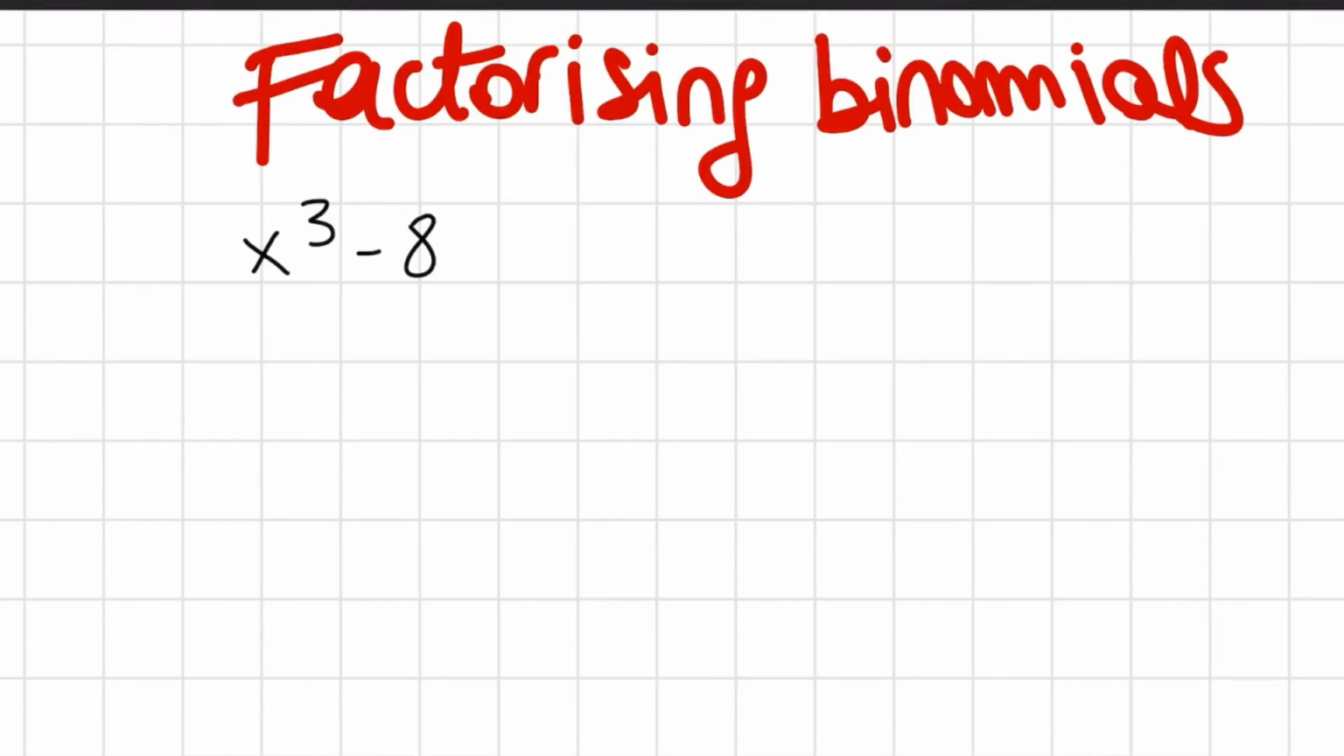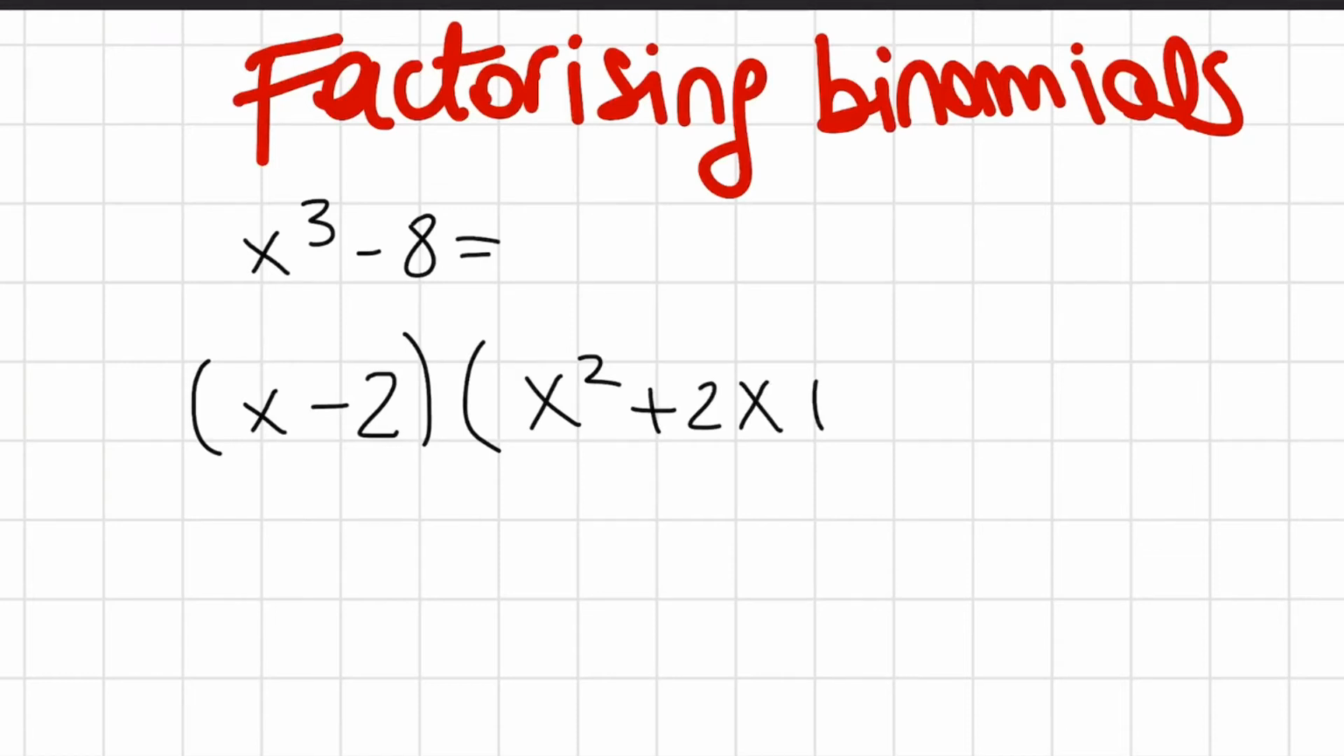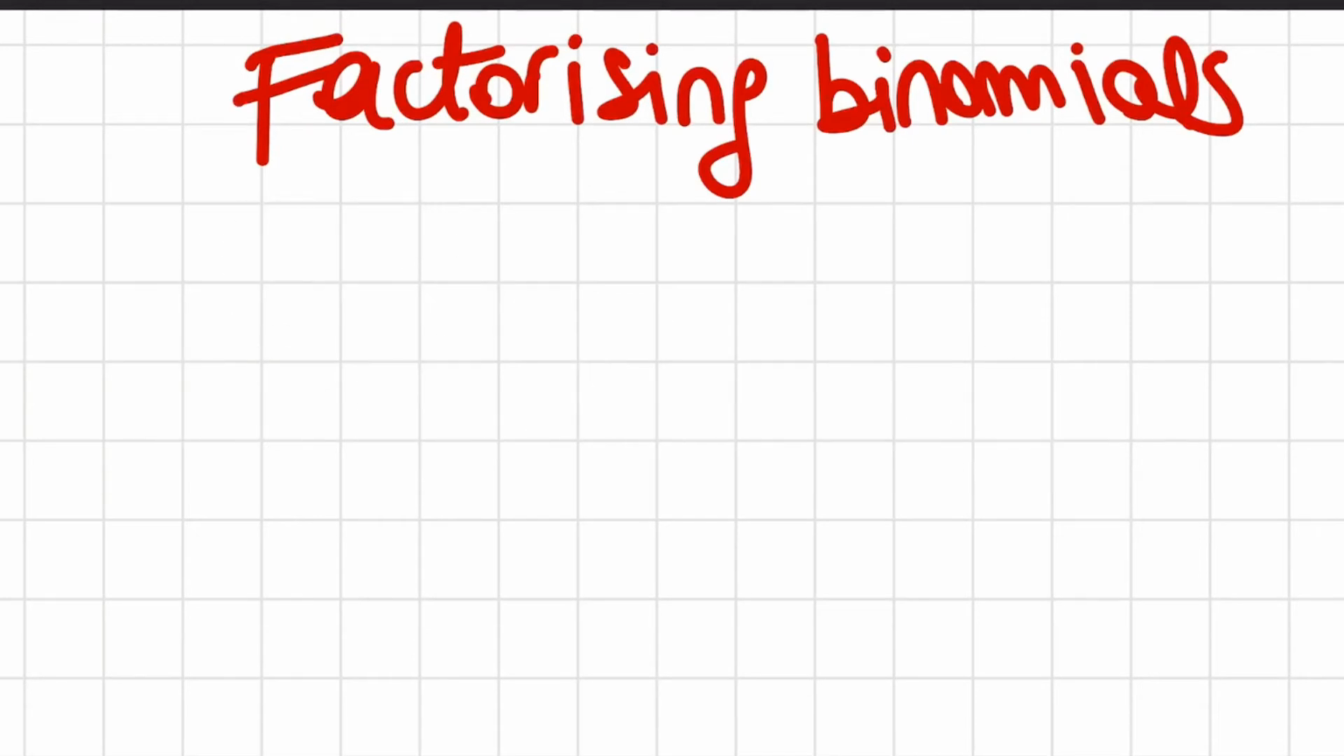Coming back to our example, for this you would have x minus 2 times x squared plus 2x plus 4. What happens then with the sum of two cubes? It's really similar. The only thing that changes is just the signs.